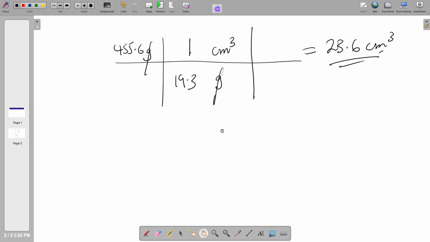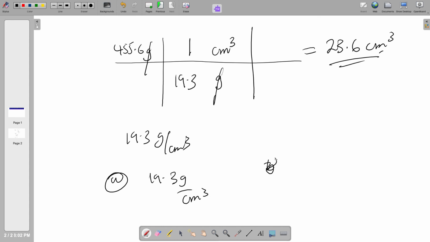Okay, so what I'm trying to say is that once you have your density value, you can always write two ratios. Our first ratio, our first conversion factor, with our density value, which is 19.3 grams per cubic centimeter, is 19.3 grams over cubic centimeters. And our second conversion factor, which I call B, is 1 cubic centimeter over 19.3 grams. So you see the conversion factors? Remember, 1 is always with your unit. If no number is attached, 1 is always implied.